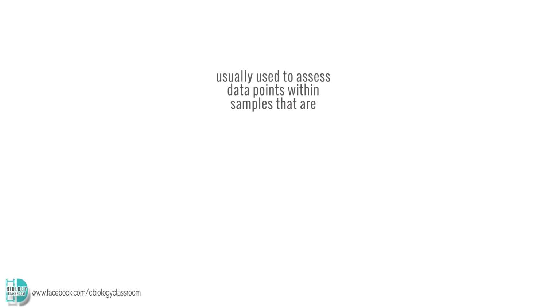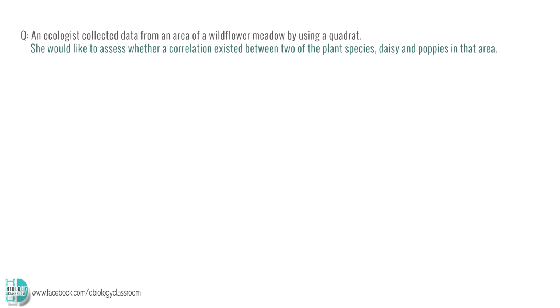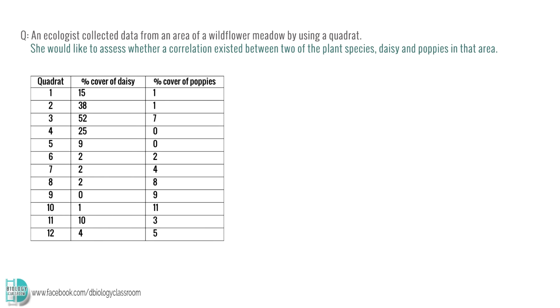Spearman's rank correlation is usually used to assess data points within samples that are independent of each other. For example, the relationship of percentage cover of two plant species in a place. Let's say an ecologist collected data from an area of wildflower meadow by using a quadrat. She would like to assess whether a correlation existed between two of the plant species, daisy and poppies, in that area. Spearman's rank correlation can be used for this evaluation.